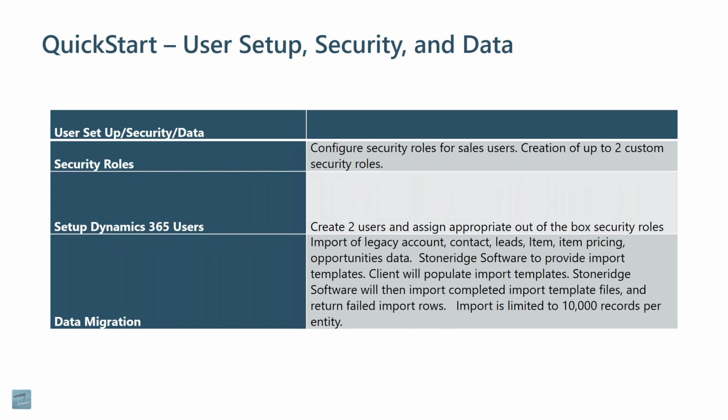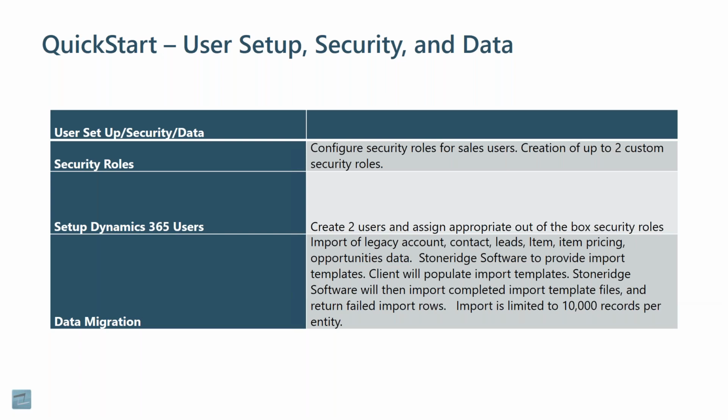And then the third bucket here is more security related, security and data. So we have setting up security roles, configuring security roles up to 2, and then setting up the actual users. So it's kind of an Office 365 maneuver, setting everybody up and then making sure that we have enabled users within Dynamics 365. So creation of 2 users, the roles, and then assigning those to the users in the system, and data migration.